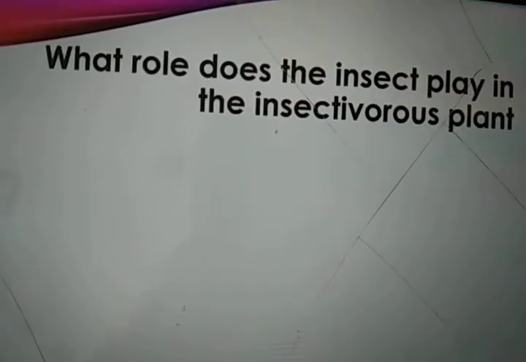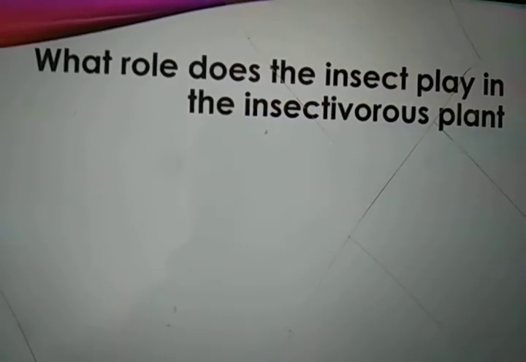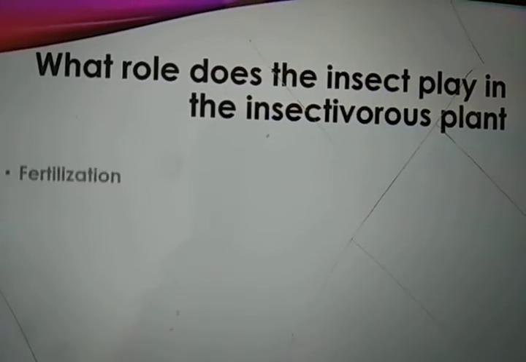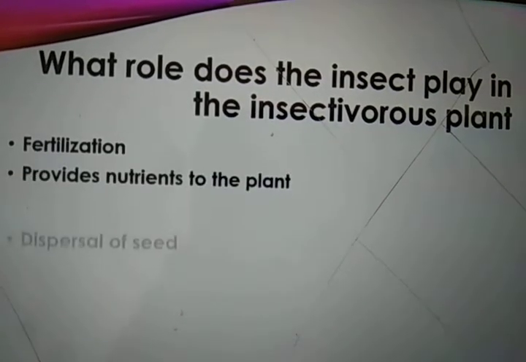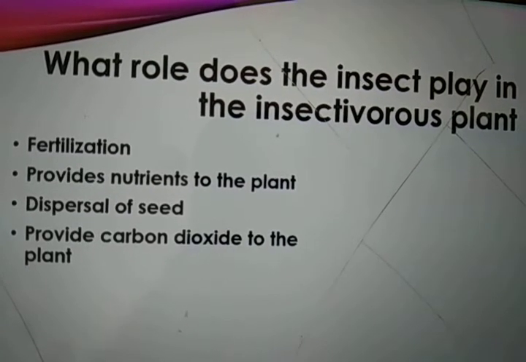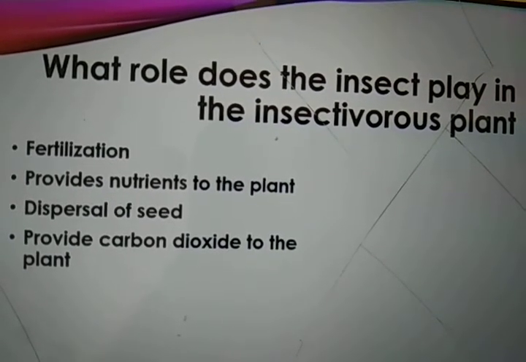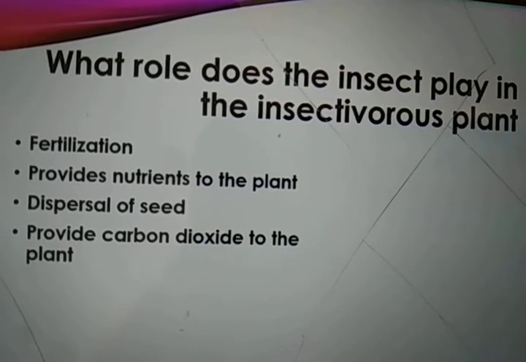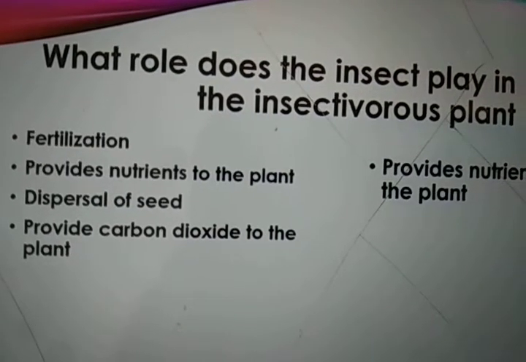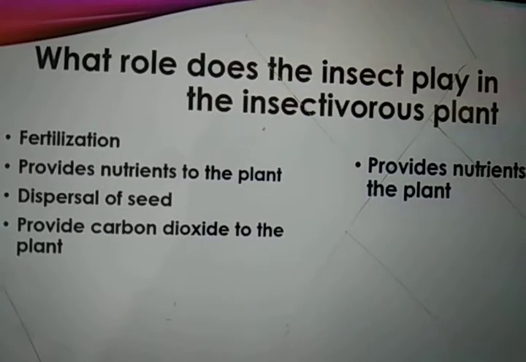Now next question, what role does the insect play in the insectivorous plant? And your options for this question are fertilization, provide nutrient to the plant, dispersal of seed, provide carbon dioxide. And the correct answer is provide nutrients to the plant.